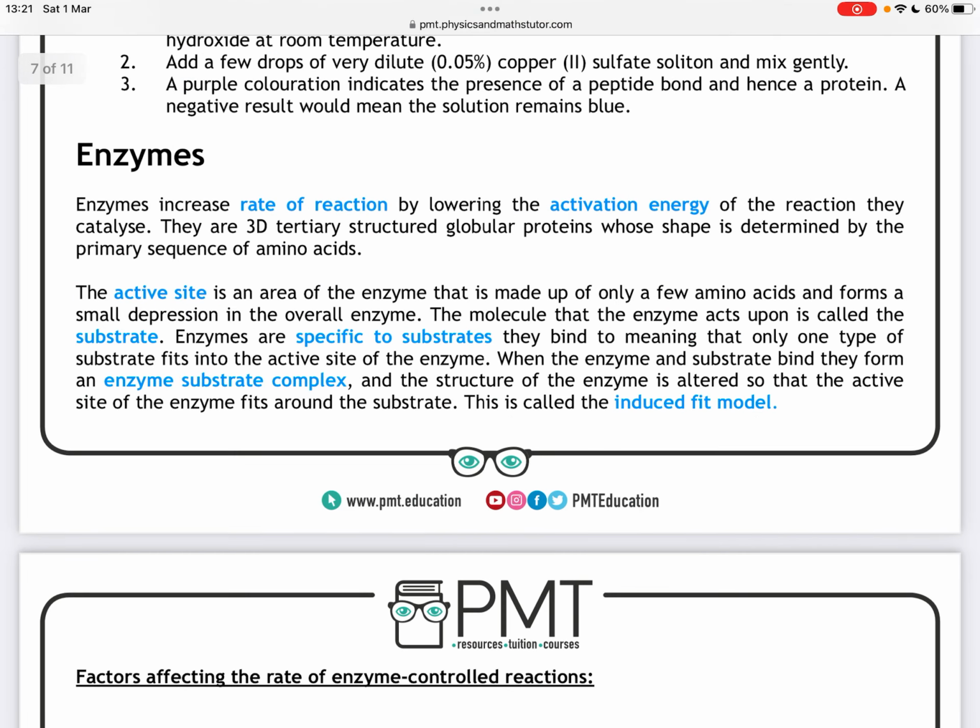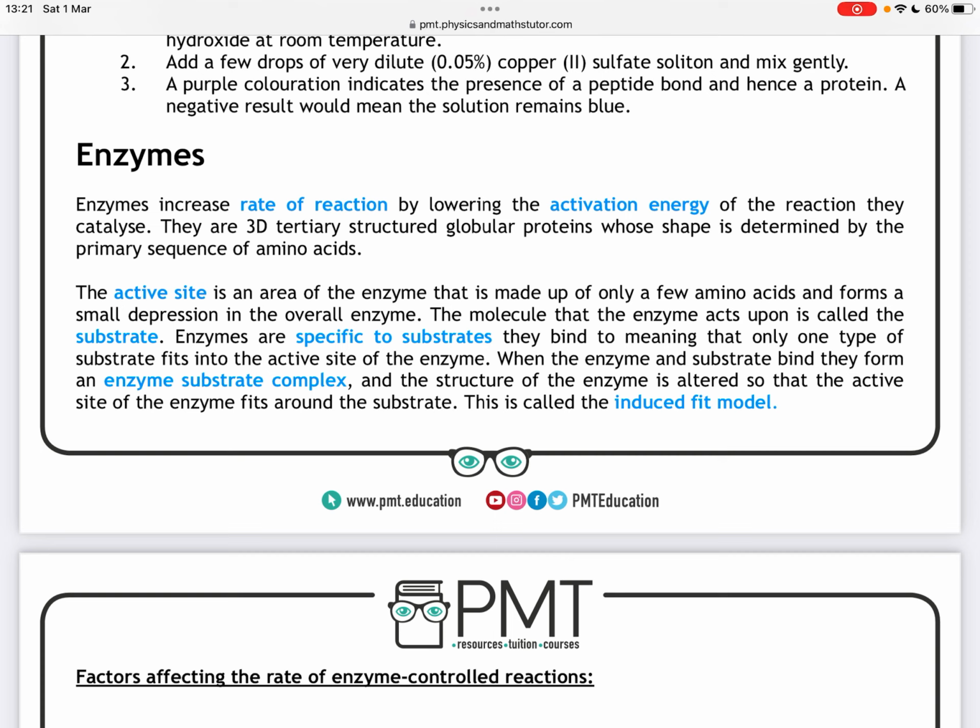Basically, enzymes are biological catalysts, which means that enzymes increase the rate of reaction by lowering the activation energy of the reaction. They catalyze without being changed. They are 3D tertiary structure globular proteins whose shape is determined by the primary sequence of amino acids. This indicates the enzymes are actually globular 3D tertiary proteins.